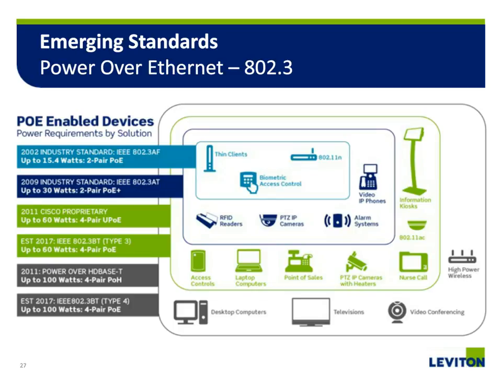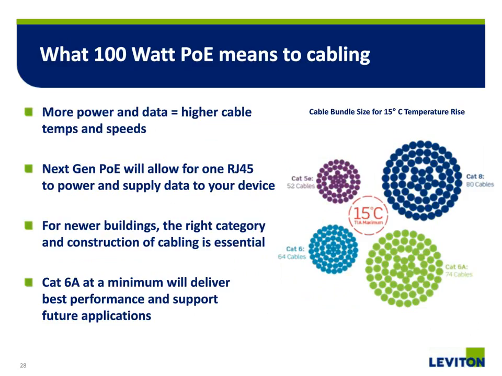One thing we have to worry about when you're running power over the cabling is temperature rise. So more power and data means higher temperature cables and speeds. So one thing that TIA and IEEE are doing is looking at the bundle sizes. The chart to the right is an example of a 15-degree temperature delta. One of the things that we're trying to do is assume an ambient temperature of 45 degrees Celsius, and typical cable rating for category cable is 60 degrees. So that basically gives us 15 degrees of temperature rise before we exceed the cable rating.